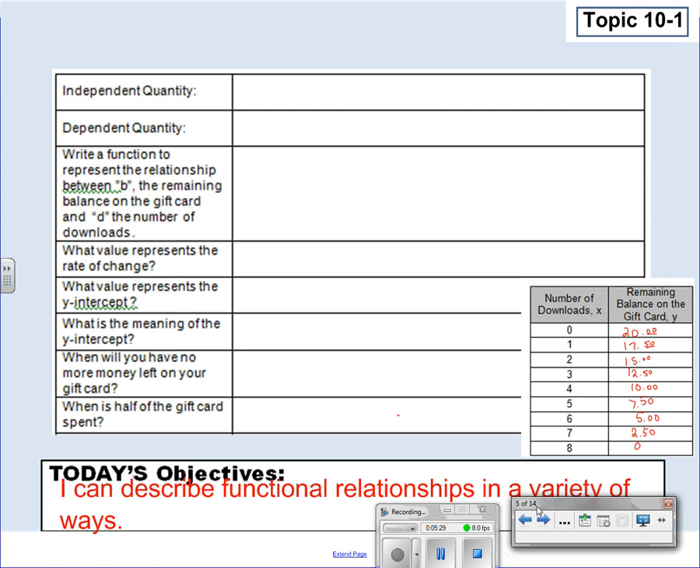Using this information, we can determine what's our independent quantity and our dependent quantity. Our independent quantity is our x's, our dependent quantity are our y's. So independent quantity, those were our inputs. This is the number of downloads. I can see that on my table, my input or my x is the number of downloads. Dependent quantity is what we come out with. This is the remaining balance on the gift card.